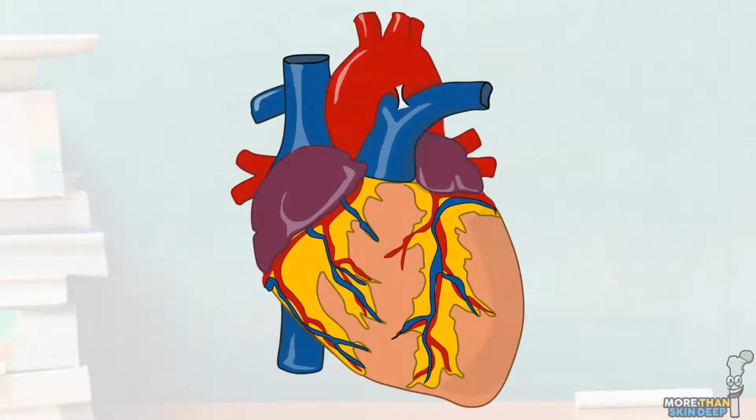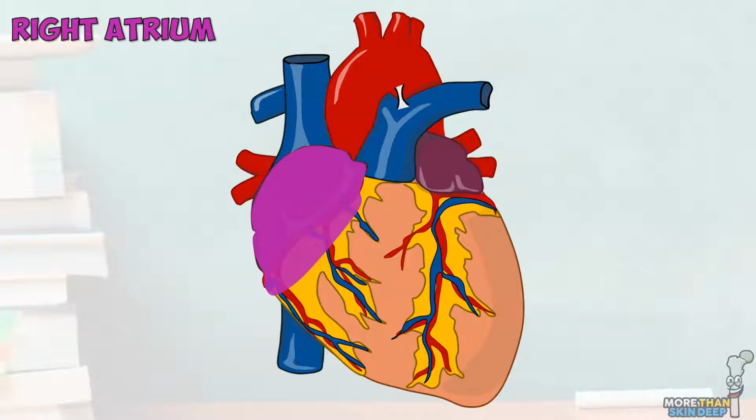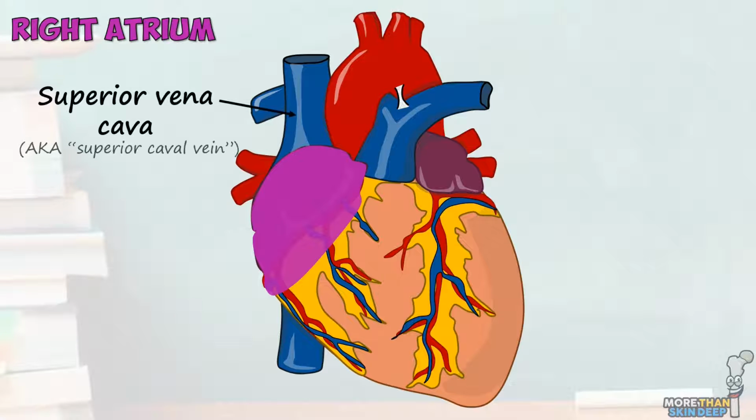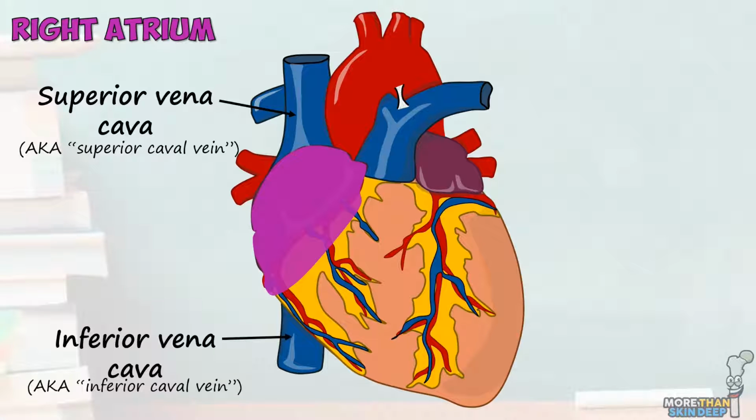Okay, with that out of the way, let's get in and learn some anatomy. Each side of the heart consists of two chambers, the atria and the ventricles. Let's start by examining the right atrium. The right atrium is the chamber into which all venous blood will eventually drain. This blood arrives primarily via the superior vena cava, which enters the right atrium through its roof, and the inferior vena cava, which enters via the floor.